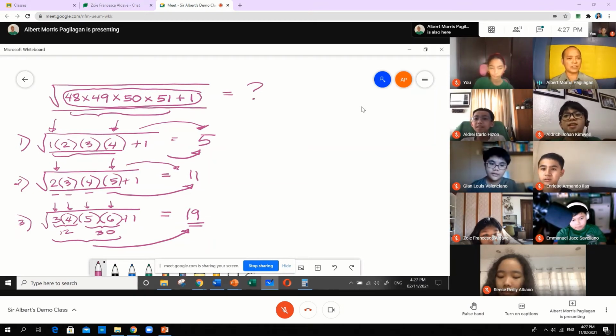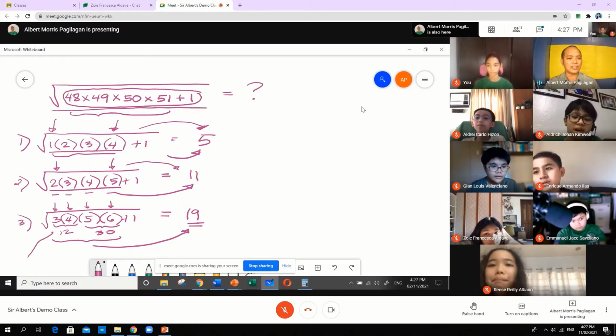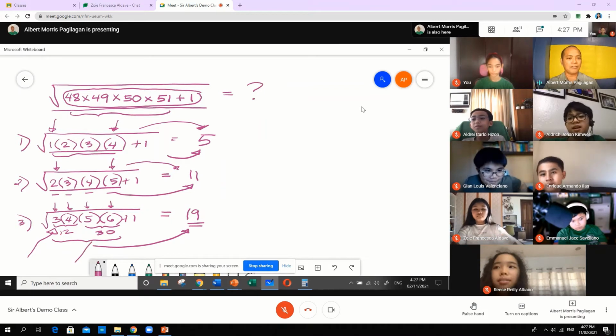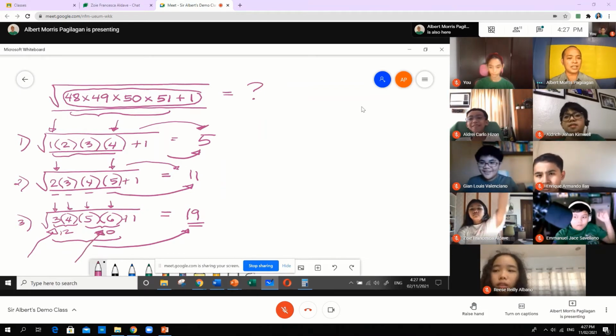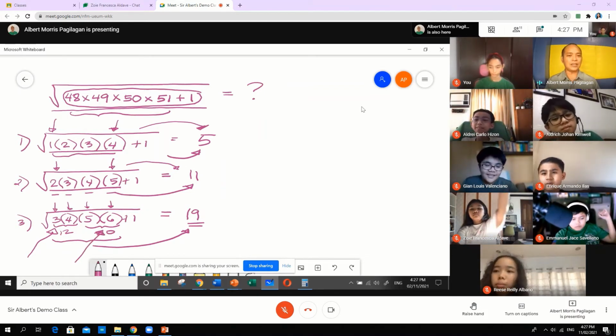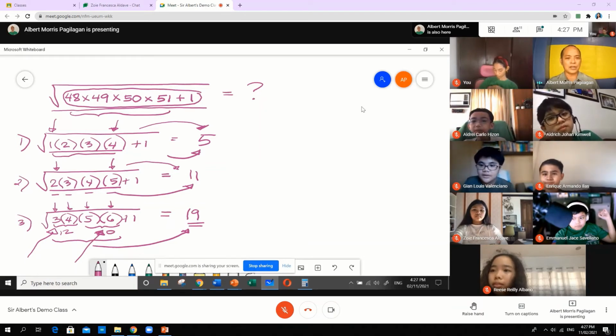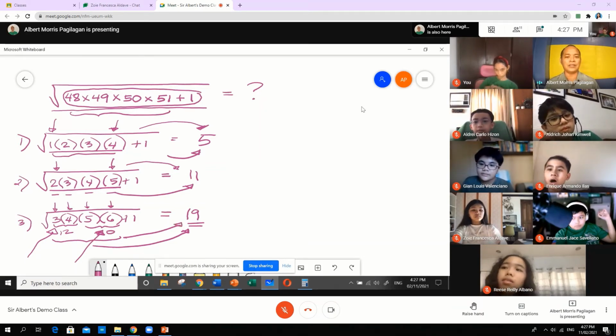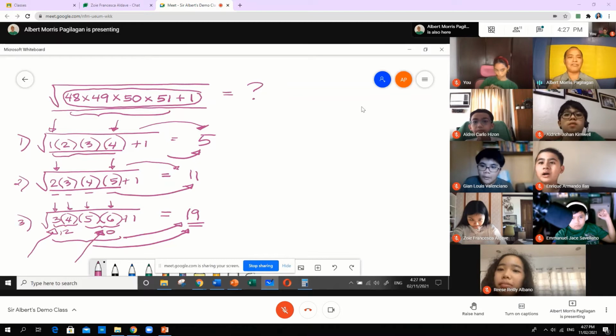Let's try to confirm if it's going to work in the third example as well. So get the first number, which is 3. Get the fourth number, which is 6. 3 times 6 is 18. And then add 1, that's correct. It would get you to 19. And that's a very good pattern. It seems that it's going to work with all of these smaller numbers.